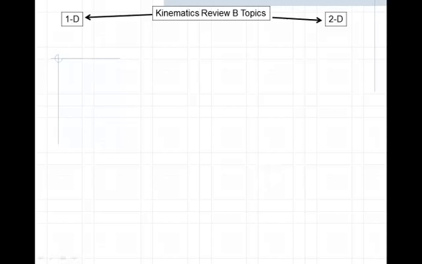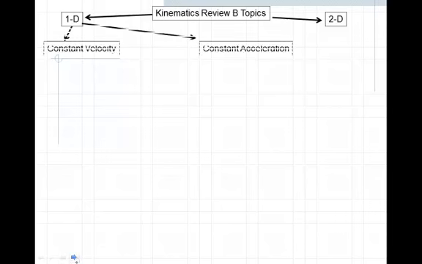This is a review of kinematics for the AP Physics B class. We basically break down kinematics into two main topics, one-dimensional motion and two-dimensional motion. And let's look first at one-dimensional motion. There's constant velocity and constant acceleration.